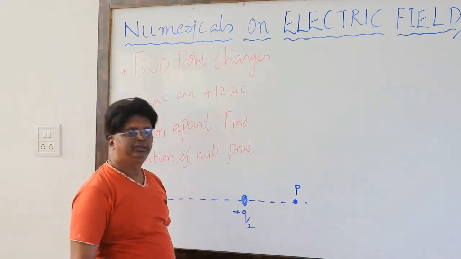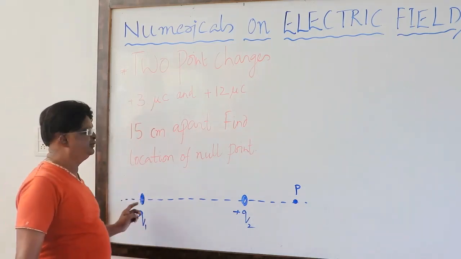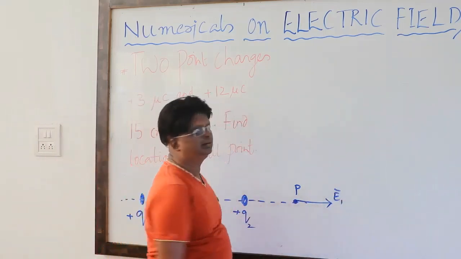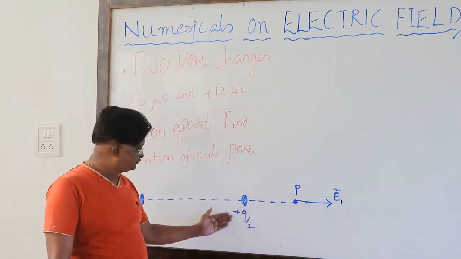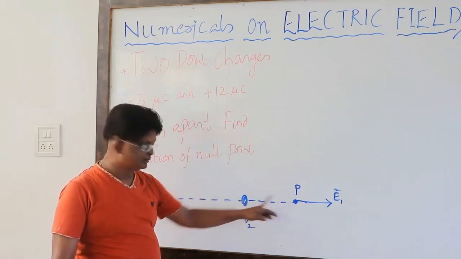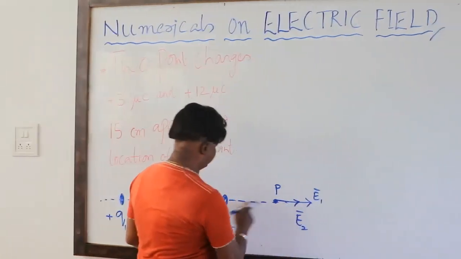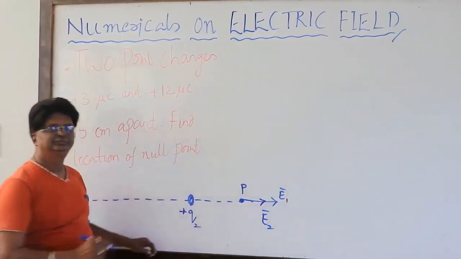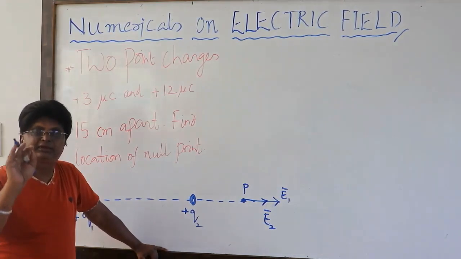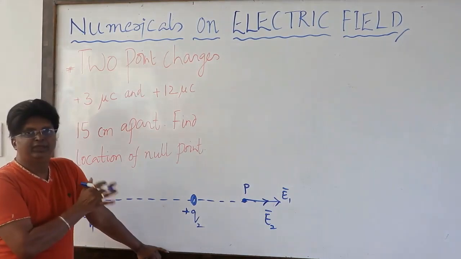Now at this point P, the intensity due to Q1 is E1, and how do you write that? Since it is a positive charge, you will write it as away from the positive charge, E1 bar. Similarly, Q2 is also a positive charge, and therefore at this point P, the intensity E2 bar due to Q2 is again away from the positive charge. That is where the positive or negative sign of the charge is the critical and most essential point in these examples of electric field.